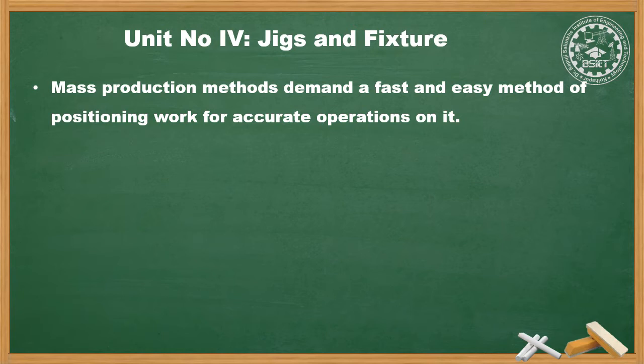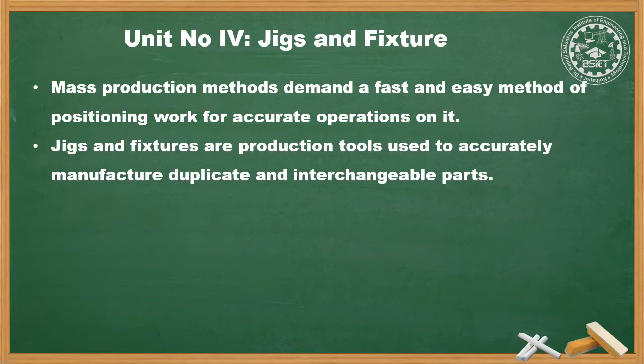Jig and fixtures are production tools used to accurately manufacture duplicate and interchangeable parts. Jigs and fixtures are specially designed so that large number of components can be machined or assembled identically to ensure interchangeability of the components. Both the jig and fixture position the component accurately, hold the component rigidly, and prevent the movement of workpiece in order to impart greater productivity and accuracy.